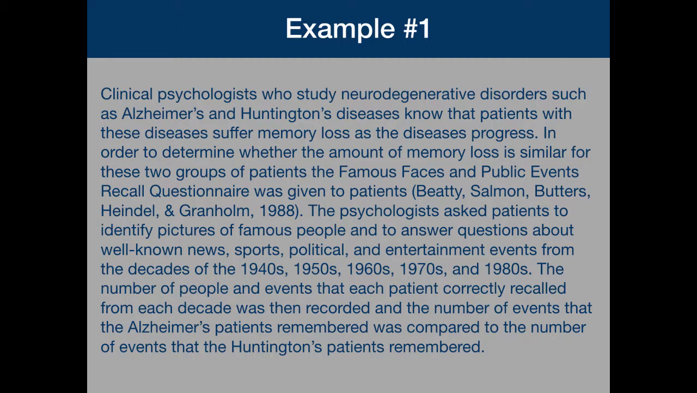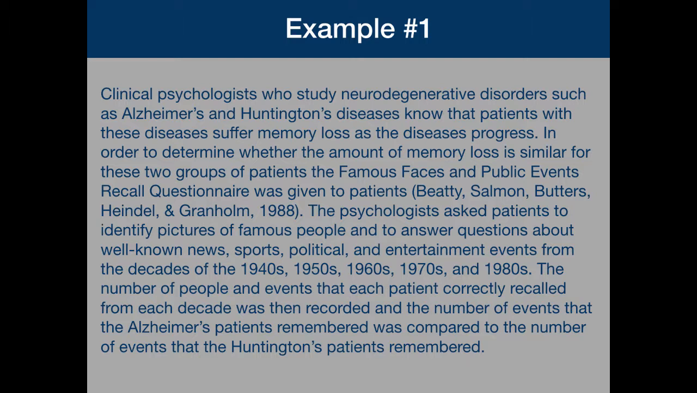Okay, let's look at example number 1. Clinical psychologists who study neurodegenerative disorders such as Alzheimer's and Huntington's diseases know that patients with these diseases suffer memory loss as the diseases progress. In order to determine whether the amount of memory loss is similar for these 2 groups of patients, the Famous Faces and Public Events Recall questionnaire was given to patients.